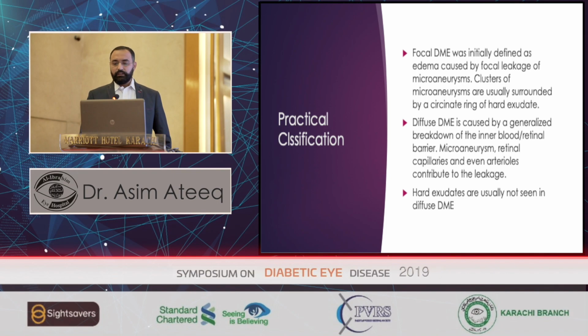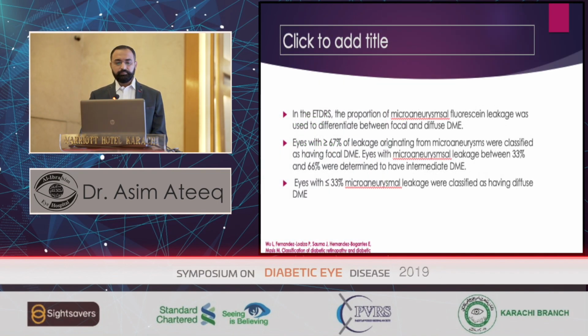Diffuse diabetic macular edema is caused by a generalized breakdown of the inner blood-retinal barrier. Microaneurysms, retinal capillaries, and even arterioles contribute to the leakage. So all the microvascular systems start leaking, and you get diffuse diabetic macular edema. Hard exudates are usually not seen in diffuse DME. So if you see generalized thickening, then we can call it diffuse diabetic macular edema.